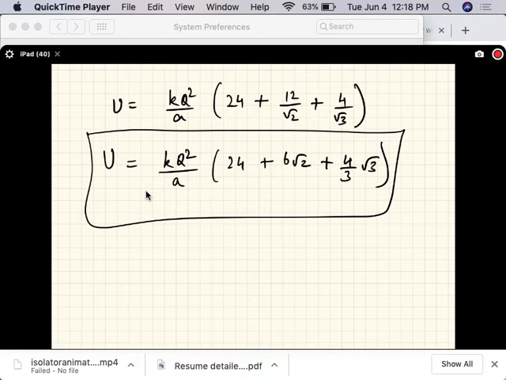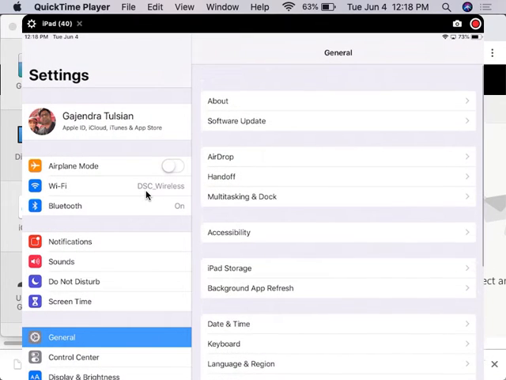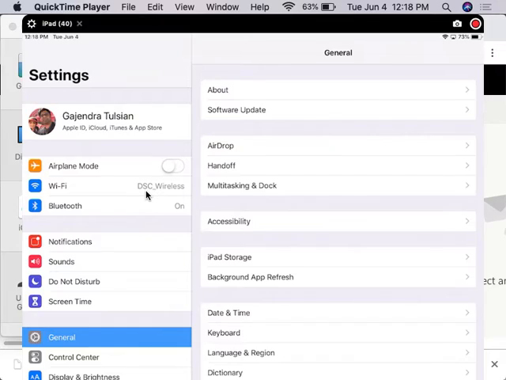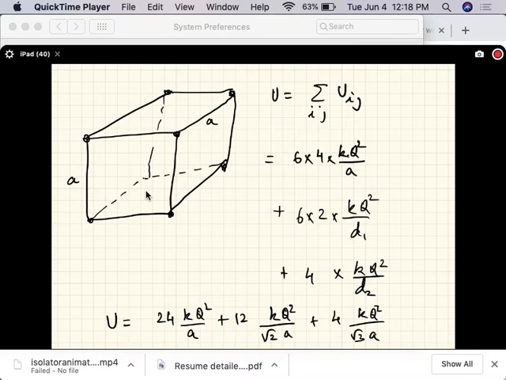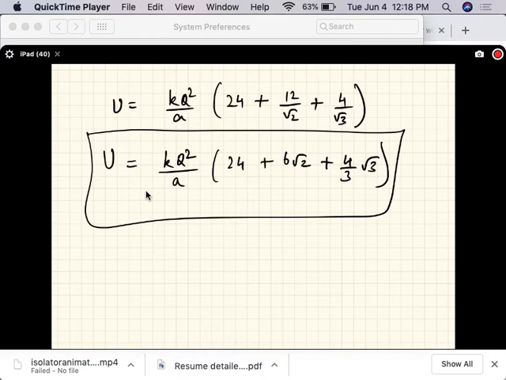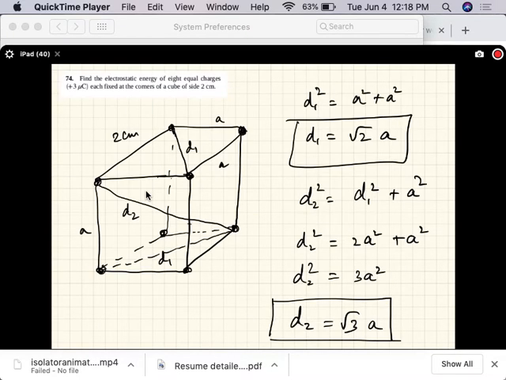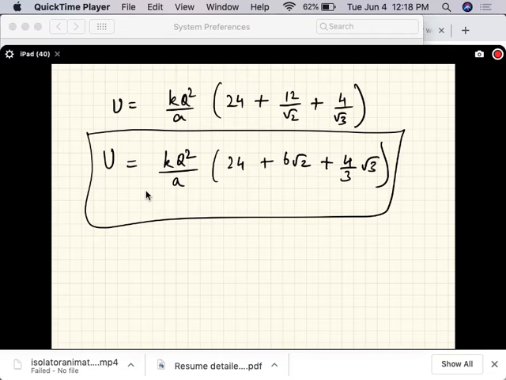All right, so if you wanted to put in the numbers, you can. I'm not going to put in the numbers. You guys can do that. The charge is 3 microcoulombs and A is 2 centimeters. Okay, we'll put in the numbers.